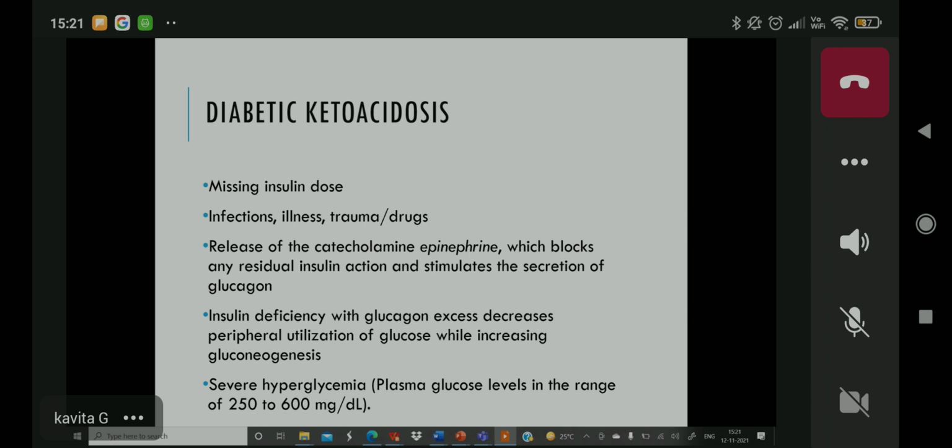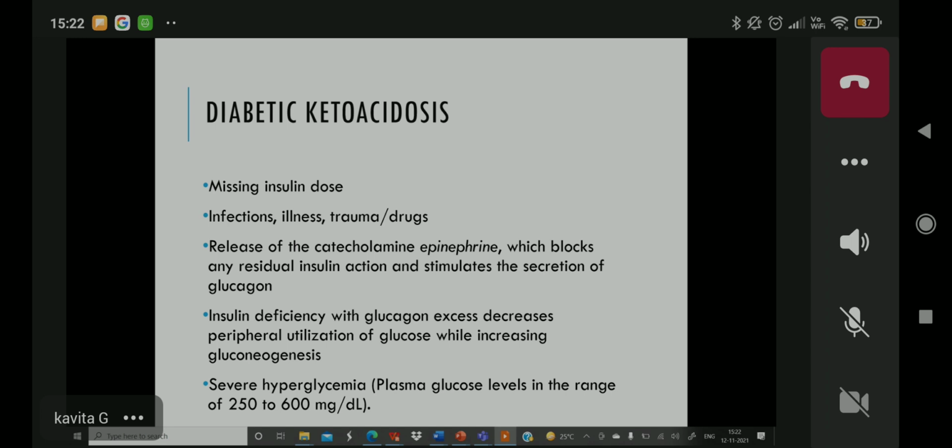So you have a 40-year-old person who has come to you. He is a known case of diabetes. He has missed his insulin dose. Or, secondly, he has had a viral infection. What happens next? Basically, because of missing the dose, your bloodstream is going to have more glucose, which is going to shoot up. And this is actually going to promote a release of the catecholamine epinephrine, which blocks any residual insulin action. Whatever action was there will also be blocked.